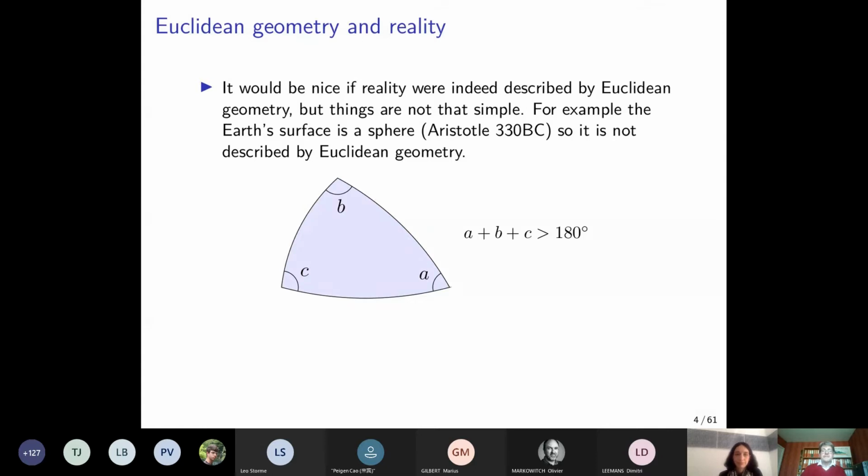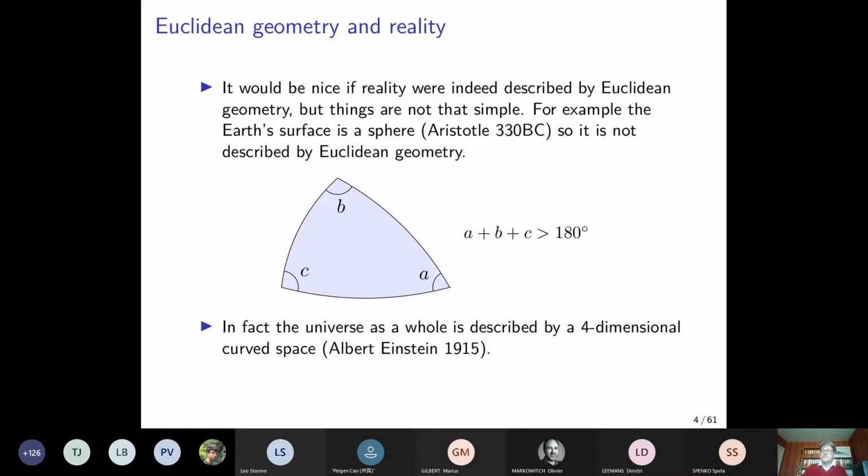For example, the Earth's surface is a sphere, so it is not described by Euclidean geometry. Indeed, if we draw a triangle on the surface of the Earth, then the sum of its angles will be more than 180 degrees. Of course, one can say this is cheating, since the Earth is embedded in 3-space, and it is really in 3-space that one should do Euclidean geometry. But this does not work either, as Einstein taught us. Indeed, he described the universe as a 4-dimensional space-time continuum which is curved in the same sense that the surface of the Earth is curved.